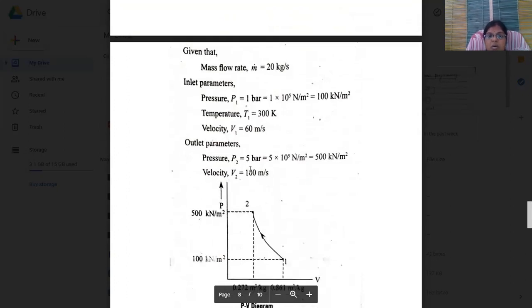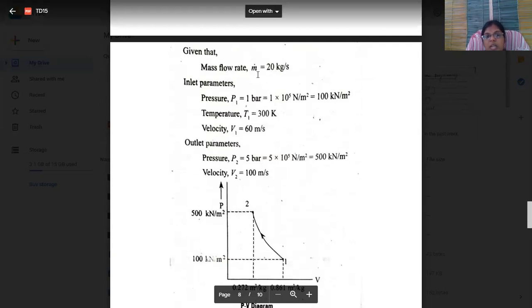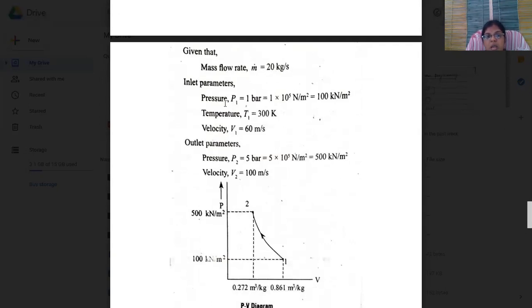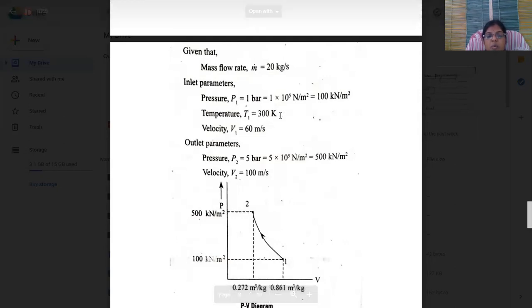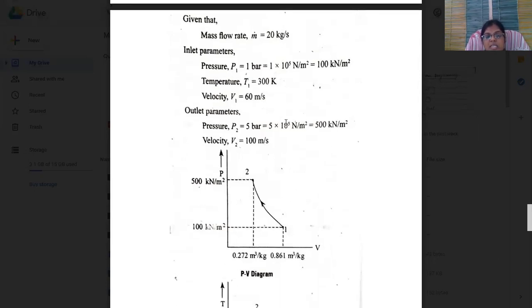First, we start with data. Already he has given mass flow rate, m dot equal to 20 kg per second, and inlet parameters: P1 is 1 bar. 1 bar is nothing but 1 into 10 to the power of 5 Newton per meter square. That is the standard, and taken in the form of 10 cube into 10 square. 10 cube is nothing but kilo, and 10 square is 100, so 100 kilo Newton per meter square. That is pressure. T1 is in Kelvin only, so no need to change. T1 is equal to 300 Kelvin and velocity V1 is equal to 60 meter per second.